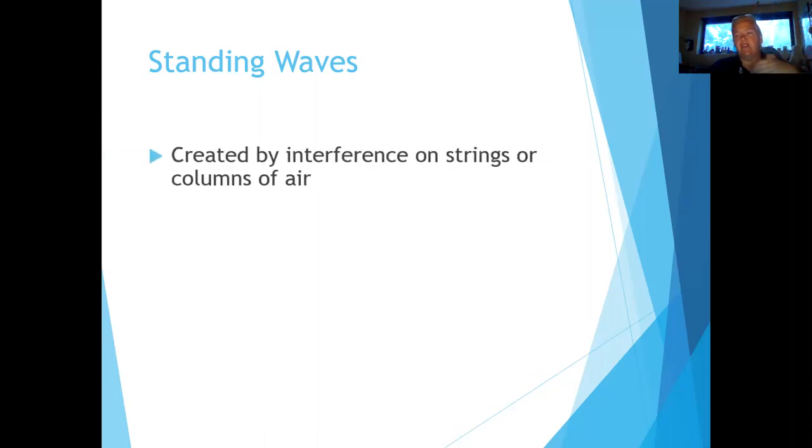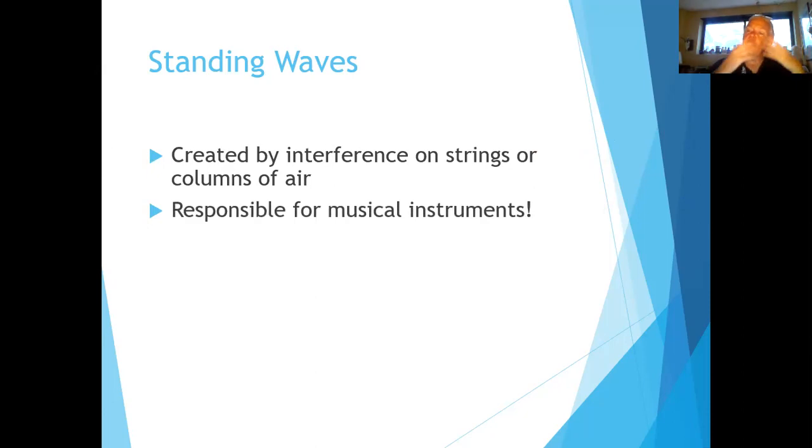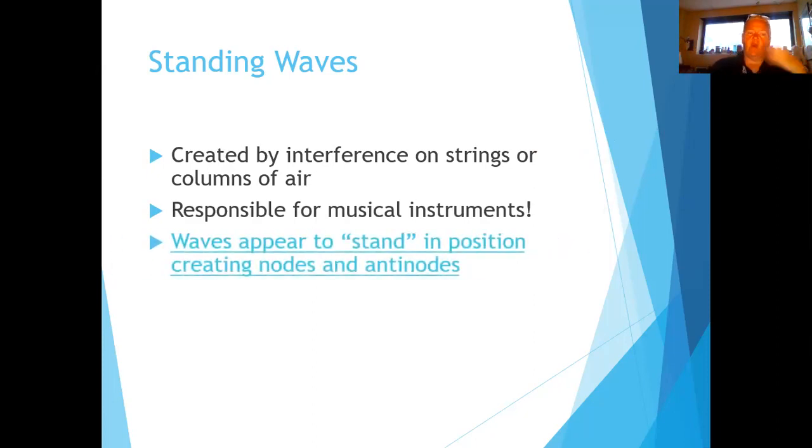So you've got interference either in strings, or you've got interference in air, or you could have light waves interfering. And again, it's what gives us the particular tonal quality. Now, your book is going to show you some very simplified standing waveforms. They can get much more complicated, but the analysis is the same, whether they're simple or more complex. So what happens is the waves appear to stand in position, creating nodes and antinodes. And there is a lab, the PhET simulation, that you can look at that will demonstrate this.